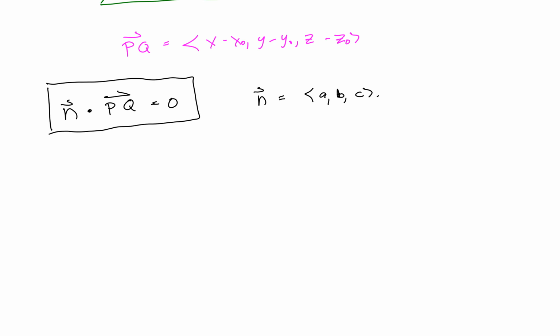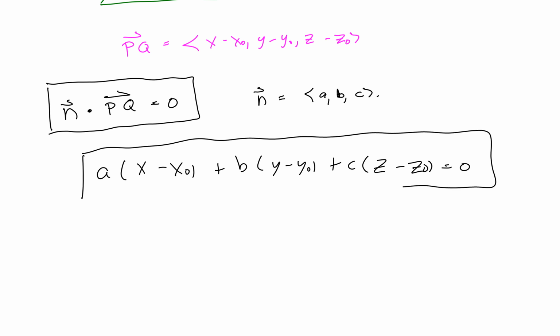But we could write that out, and that would become A times x minus x0 plus B times y minus y0 plus C times z minus z0 equals 0. And this is our general equation for a plane in 3 space. It's determined by a point and a normal vector.